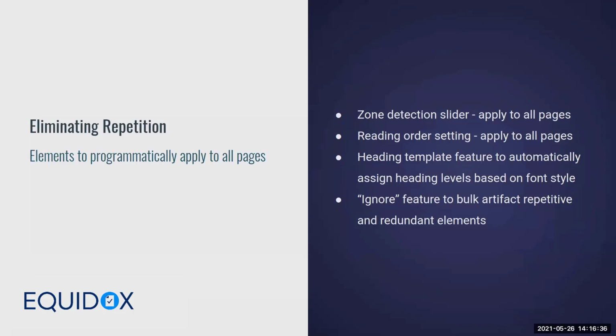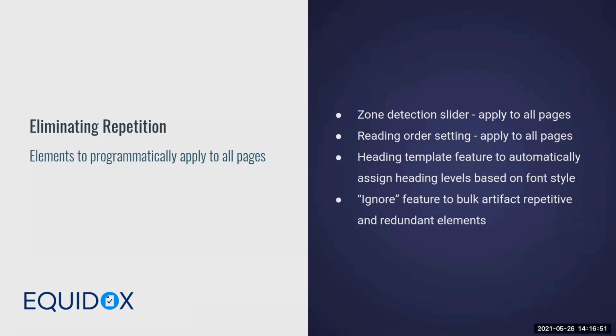Now, the same thing can be done for the reading order. So if, for example, every page in the document has a 2-column reading order, you can choose 2 columns as that reading order and hit apply to all pages. And then Equidox will programmatically set that 2-column layout to every one of those pages.